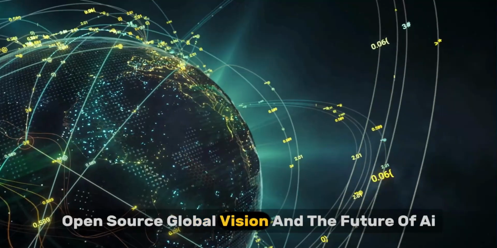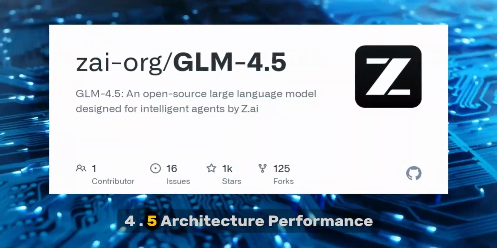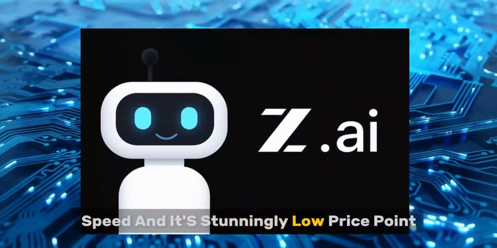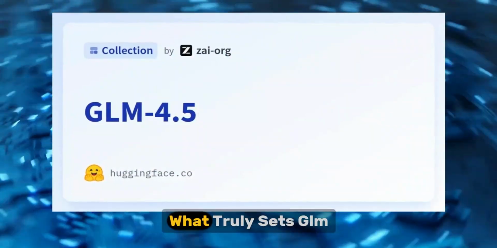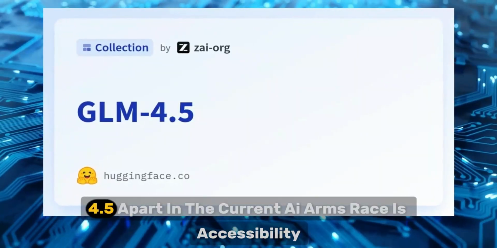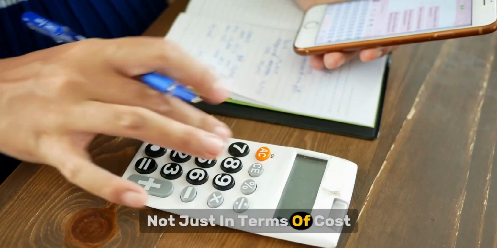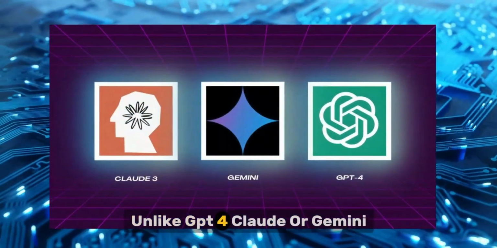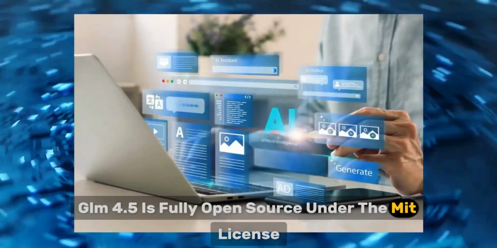Open source, global vision, and the future of AI. So far, we've looked at GLM 4.5's architecture, performance, reasoning ability, speed, and its stunningly low price point. But the story doesn't end with specs and benchmarks. What truly sets GLM 4.5 apart in the current AI arms race is accessibility, not just in terms of cost, but in its open-source licensing and development. Unlike GPT-4, Claude, or Gemini, which are entirely closed systems, GLM 4.5 is fully open-source under the MIT license.